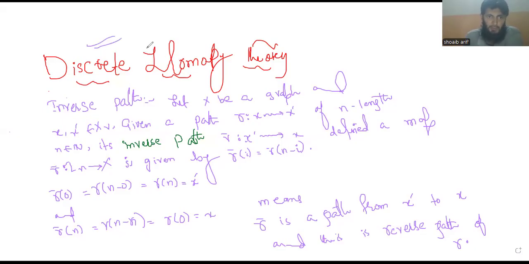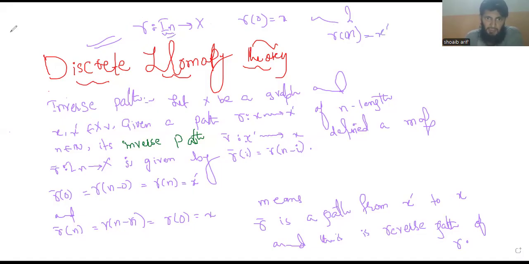So in the previous video, we defined the path, the definition of a path, and the infinite path or finite path. Let's recall what a finite path is. A finite path is a map from [0, n] to X such that if we substitute 0, we will get x, and if we substitute n, the last number of this, we will get x prime.